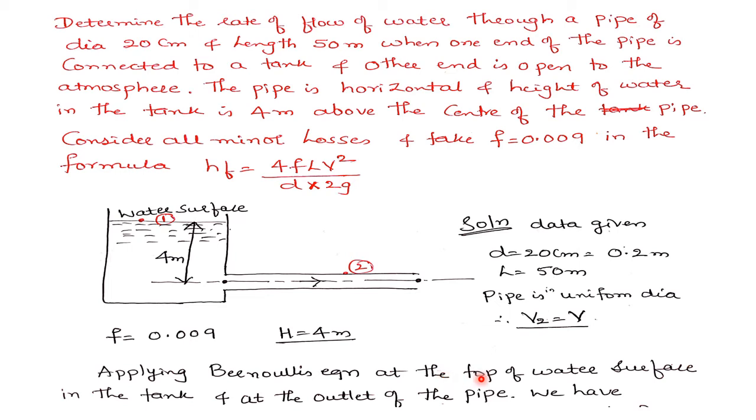Applying Bernoulli's equation at the top of the water surface in the tank and at the outlet of the pipe, we have, I will consider the top of the water surface as section 1 and the outlet of the pipe as section 2.